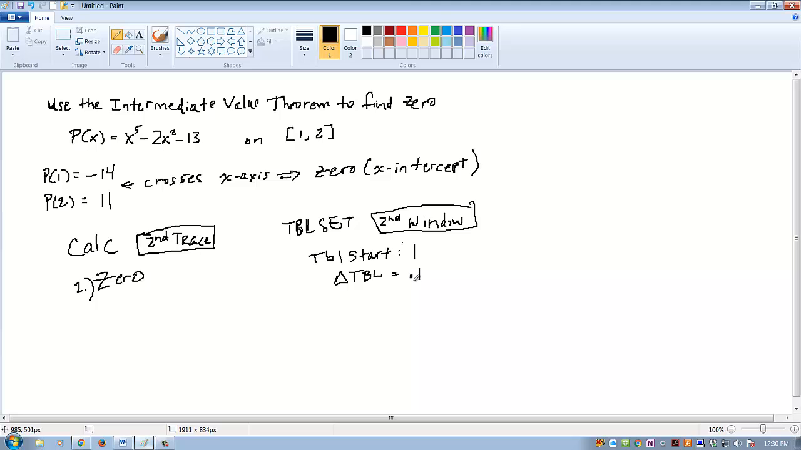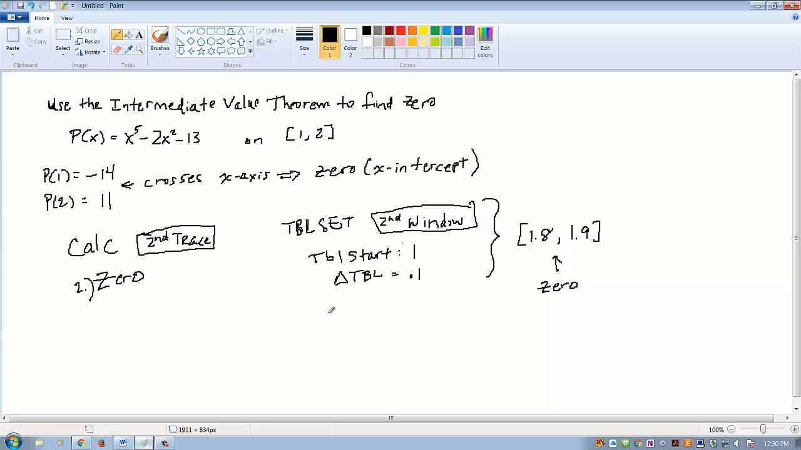If you do that, you will see when you go back to your table that if you are looking for where it changes from negative to positive, we will then be able to tell that it's going between 1.8 up to 1.9. We know that there is an x-intercept here. 0 is going to be between these two values.